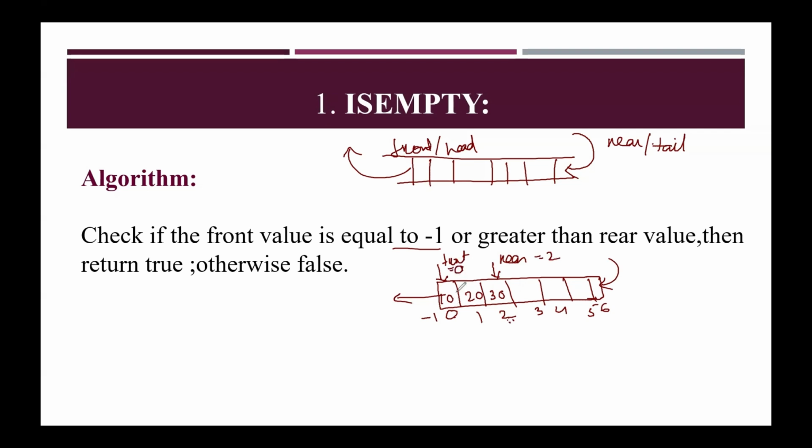For example, we go for a delete operation. Delete operation means this value is deleted. Once the value is deleted, front now points to this one. For example, we have deleted this value right now. So once we delete the value, then what happened?